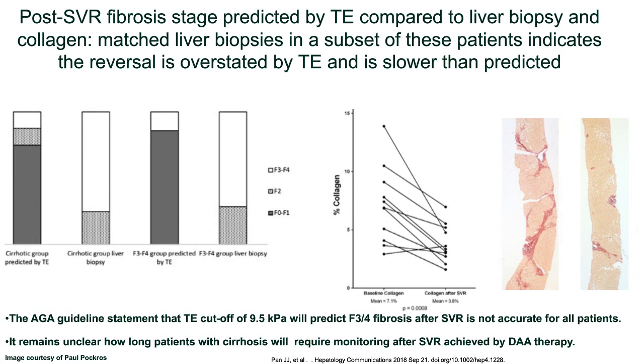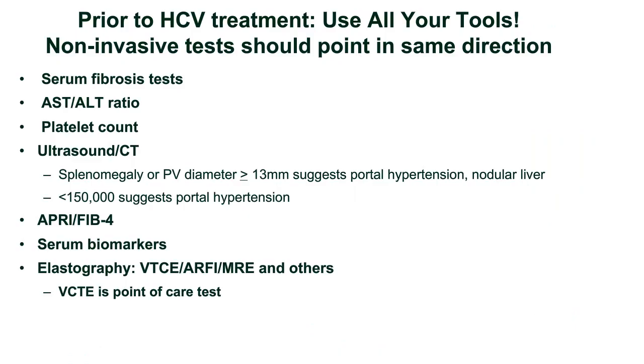So, and that's really the bottom line here is use all your tools. Non-invasive tests should all point in the same direction. This includes your serum fibrosis markers, AST, ALT platelet ratio, the platelet count, your imaging studies, as well as a variety of elastography tools that you have available. Again, transient elastography is a point-of-care test, and they have the most data. But again, use all the serum biomarkers, elastography tools that you have at your disposal.